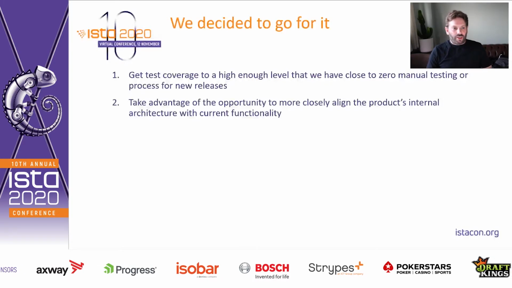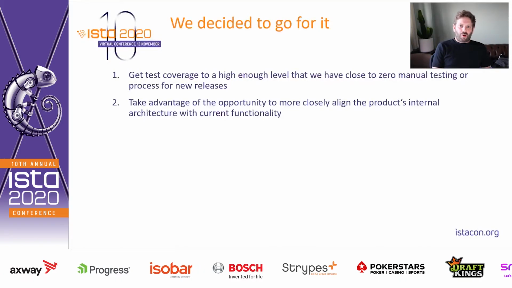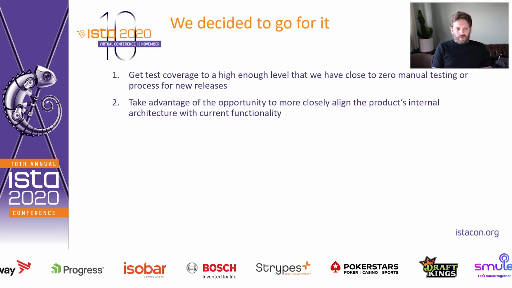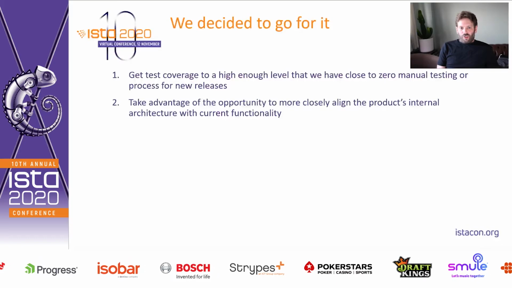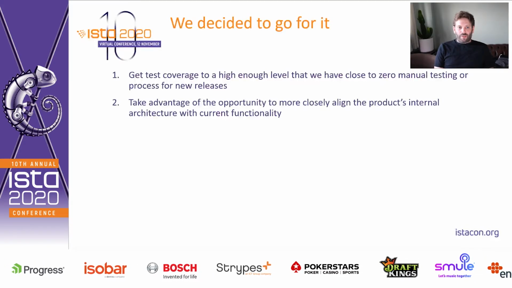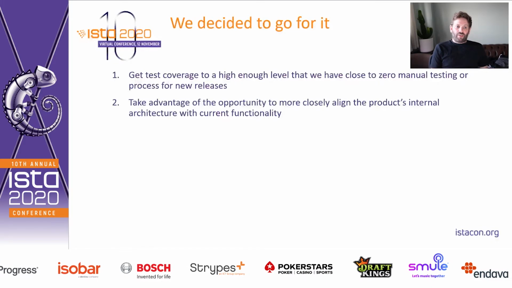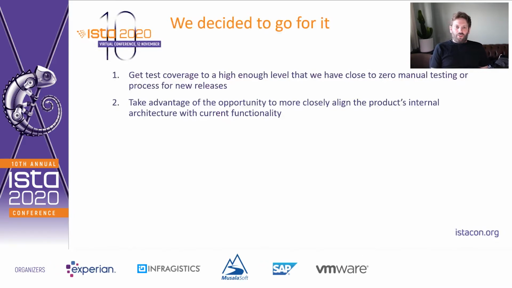Despite that, we decided to go for it. And we launched a project to try to almost switch our process from that team of experts to continuous integration. So number one goal was to get test coverage to a high enough level that we had virtually no manual testing or any other process for a release. So we could just take any release that's passed our build pipelines and give it to customers. The second aim was, while we're doing that, let's take advantage of the change and more closely realign the product's architecture with the current functionality rather than what we were offering in 2008.